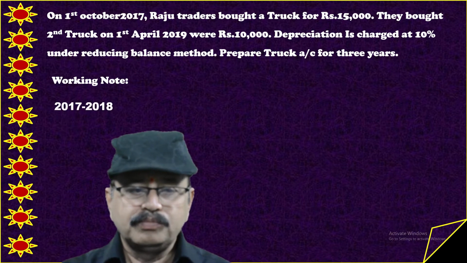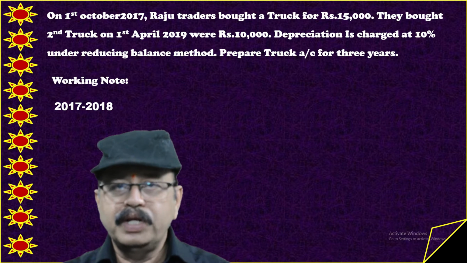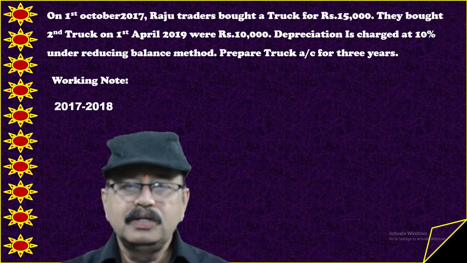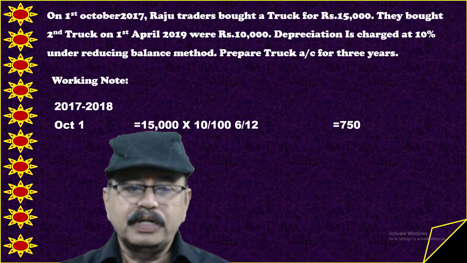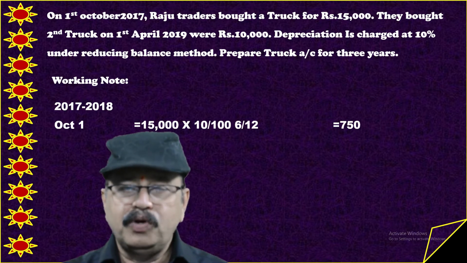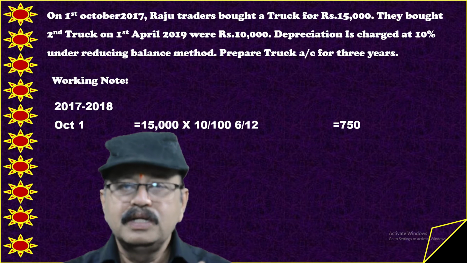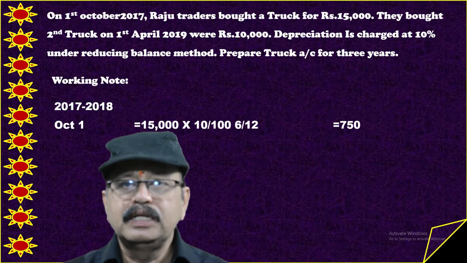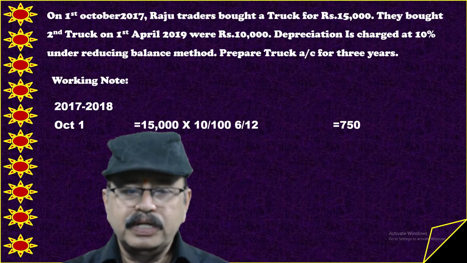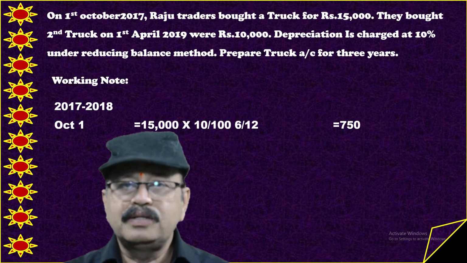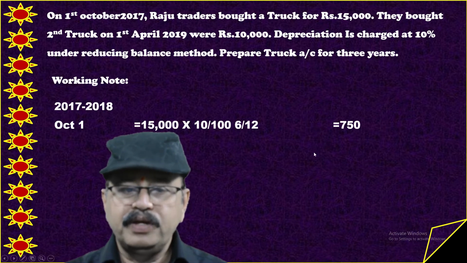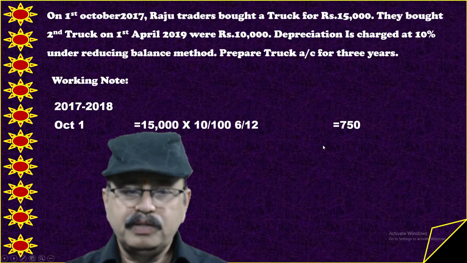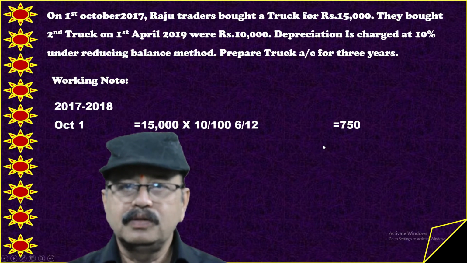Okay. 2017 to 2018 is the financial year. When they bought the truck on October 1st, the truck is working from October to March 31st in that year. So the cost of the truck is 15,000 into 10 by 100, and in this year we have to take only 6 months depreciation. If you simplify, you will get 750 depreciation in this year. Okay, understood?